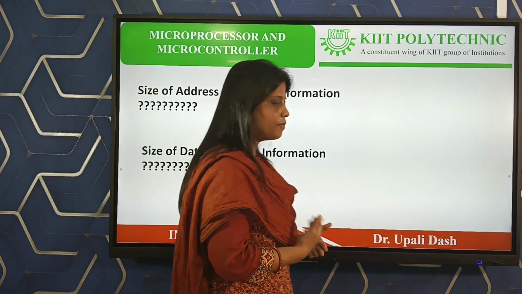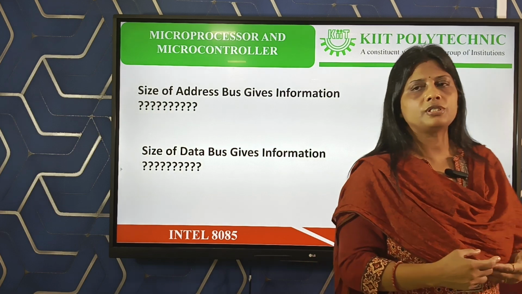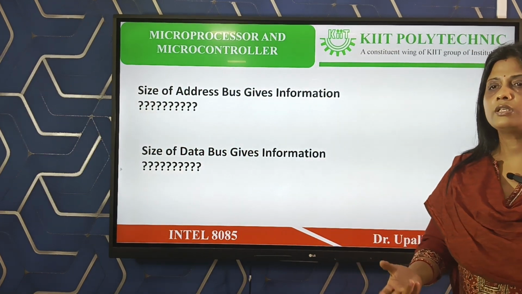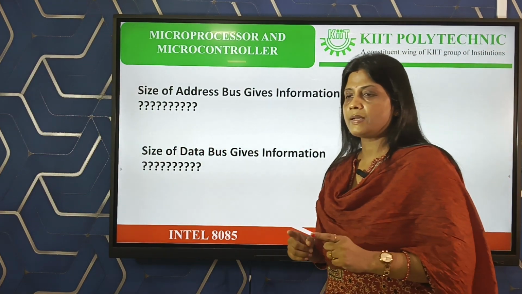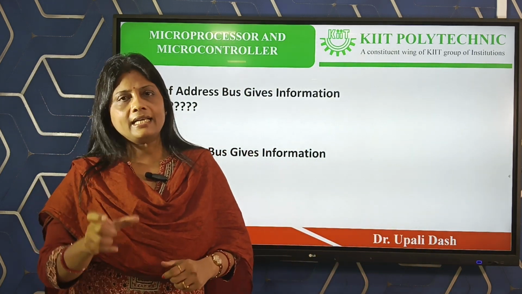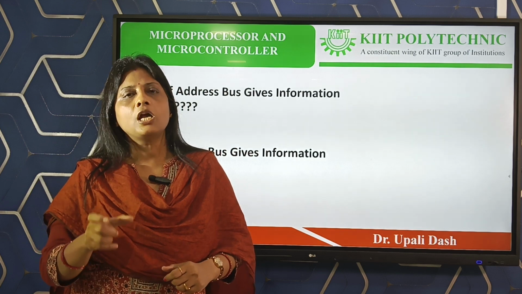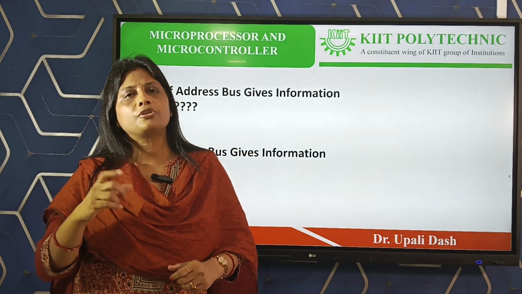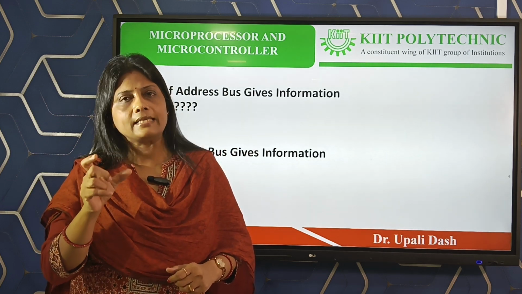Any processor you are going to market to buy, then what should you say? Give me an 8-bit processor. 8-bit processor means what? The data handling capacity or word length. We say it word length. Word length means at a time the processor's capacity to handle, to process or to give output. What is the data size?